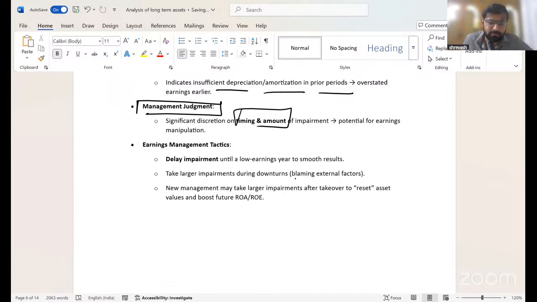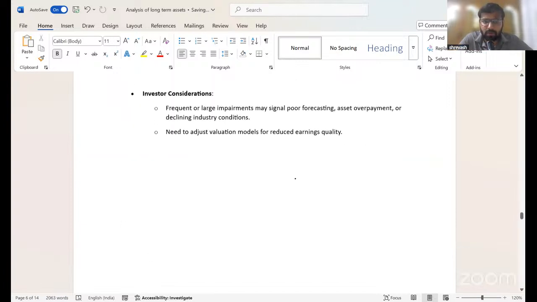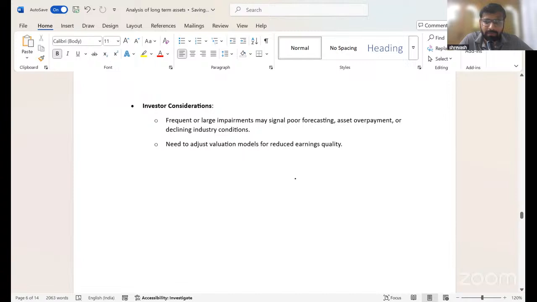So again, all of this is what is going to be indicated by that. Again, not a lot of discussion I want to do here because ये बहुत simple है, बहुत cause and effect kind of a thing है. So I think not very relevant, I feel. Investor considerations. Frequent or large impairments may signal poor forecasting, asset overpayment और declining industry condition.